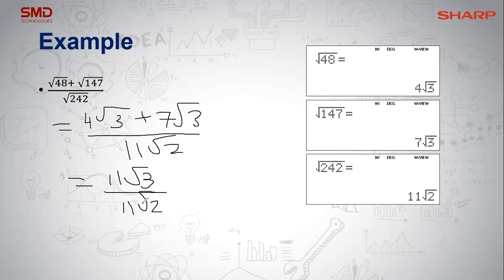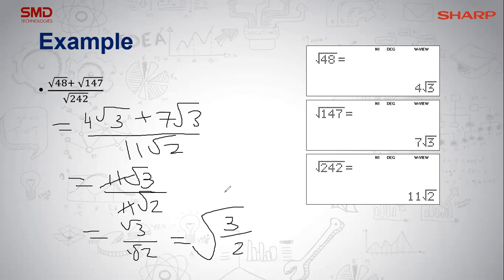Now I have 11 and 11, so I can cancel these out. 11 divided by 11 is 1. So what I have left over is square root 3 over square root 2, which I can also write as square root of 3 over 2 because the square root signs are the same.